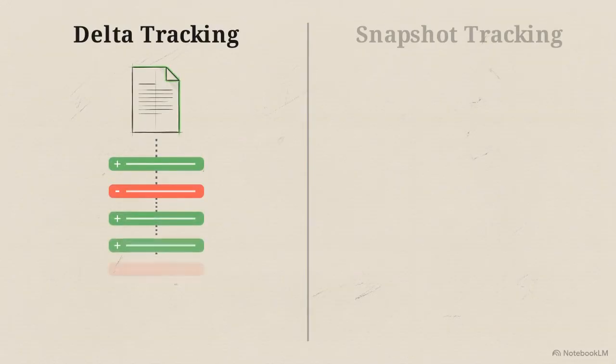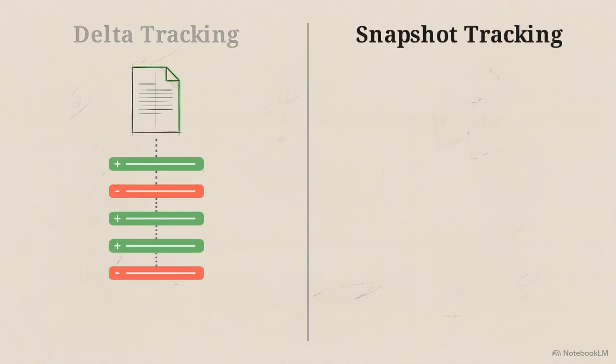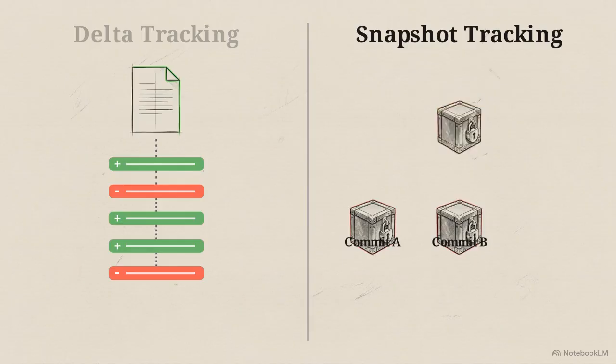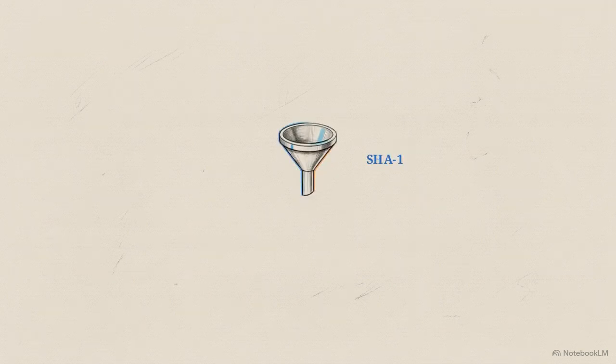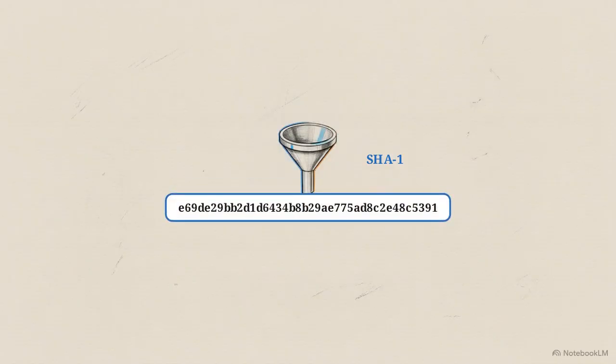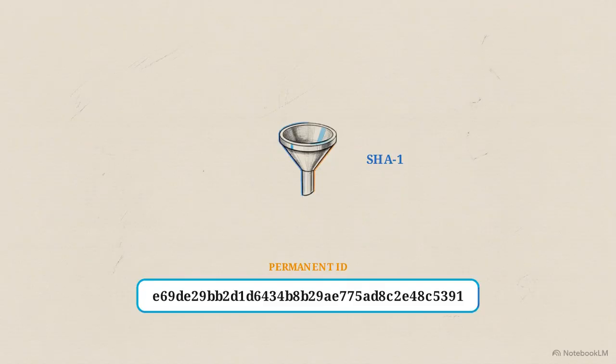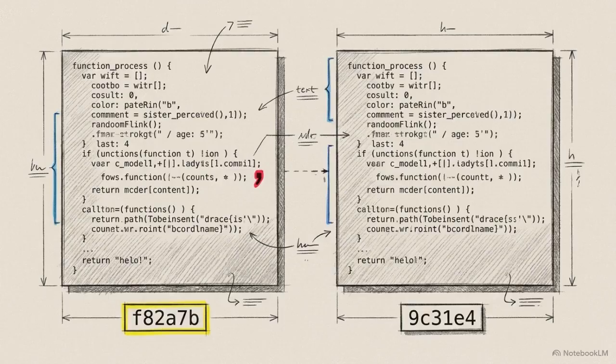A common misconception is that version control simply records a list of line-by-line file differences over time. Instead, Git records full, independent snapshots of the entire project structure at the specific moment a commit is created. Git indexes these snapshots using the SHA-1 cryptographic hashing algorithm. This funnel takes file data and outputs a unique 40-character alphanumeric string that serves as a permanent ID. Because the hash is derived from the data itself, changing even a single character in the source text results in a completely different 40-character string.